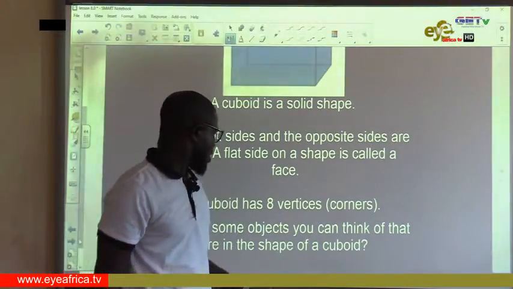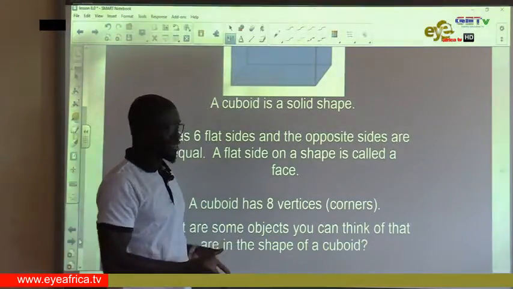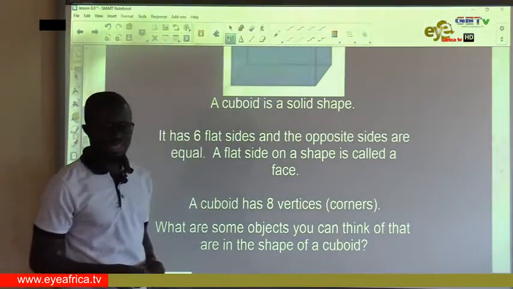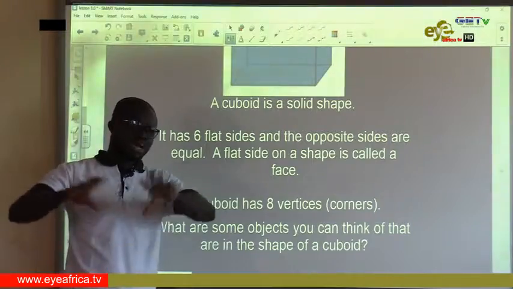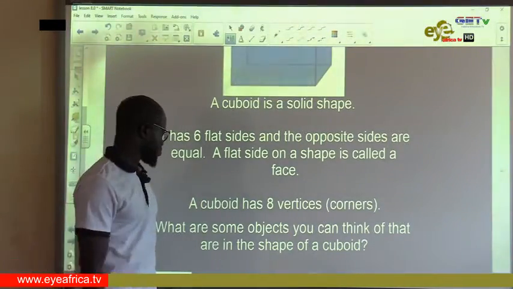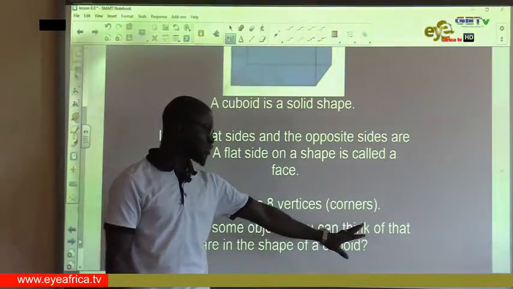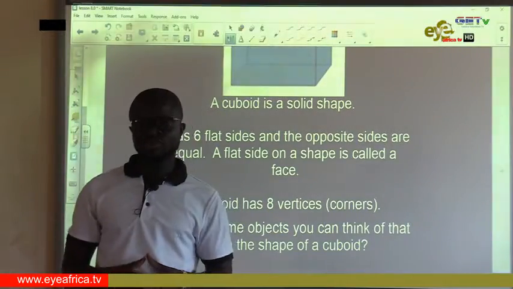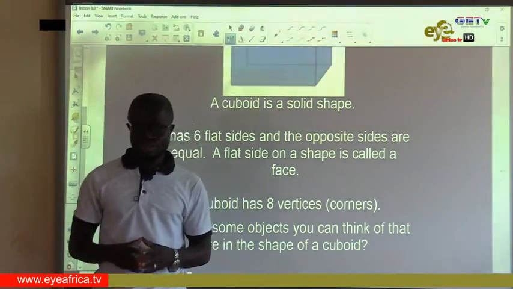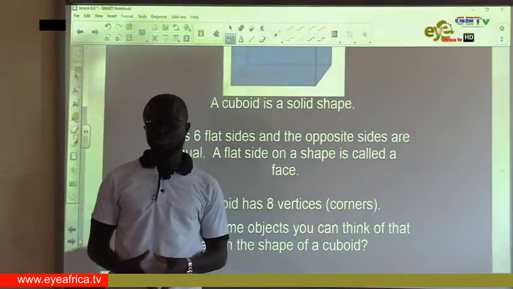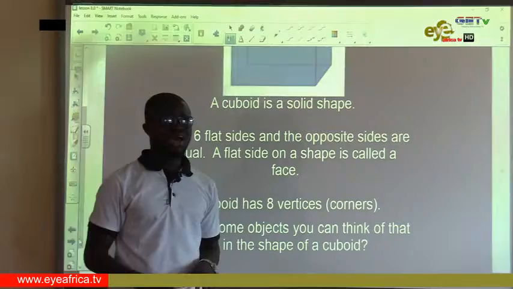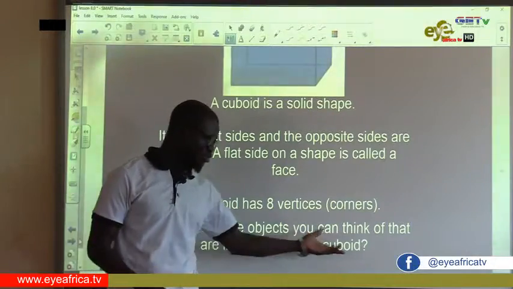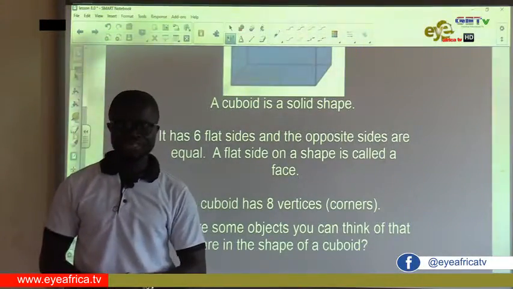So we have discussed, I can say, all the properties of a cuboid that you need to know at this level. The next thing I will challenge you with is, again, I want you to look around your households or your environment and tell what are some objects you can think of that are in the shape of a cuboid. Can you take some seconds to think about this question, please? Look around and tell what are some of the shapes around you that could be termed as cuboid. Can you do that, please?